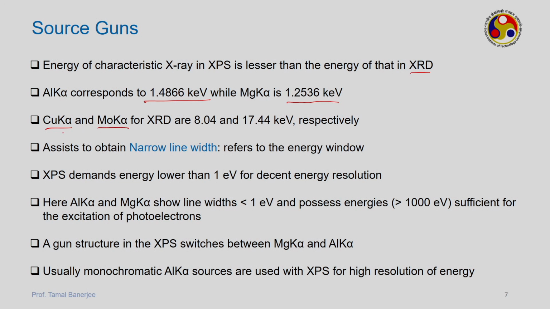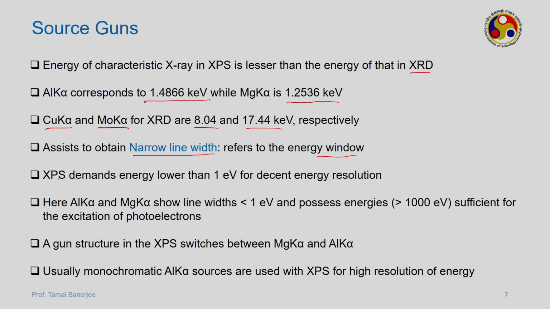But the issue is, we are not using these two elements because their energies are pretty high, 8 and 17 keV. We do not want such a high energy, because we need a narrow line width. It refers to the energy window. The monochromatic lines should be sharp enough, so it should have a narrow line width.